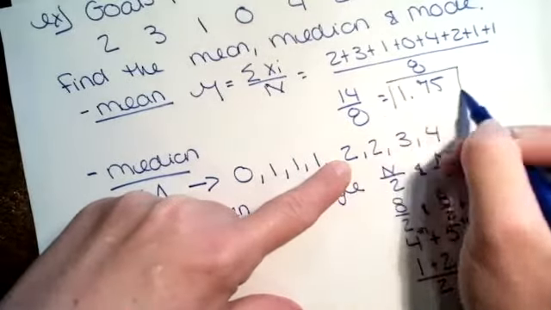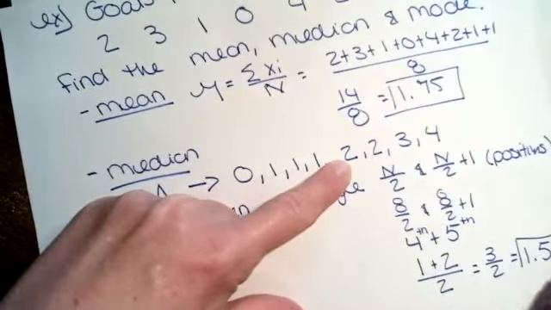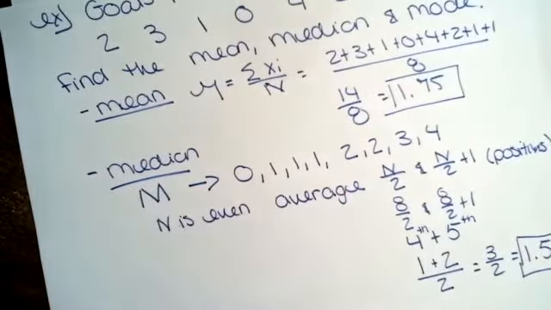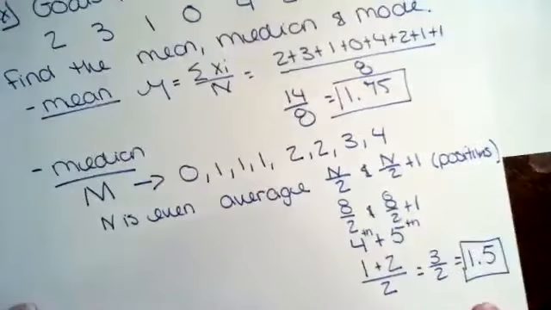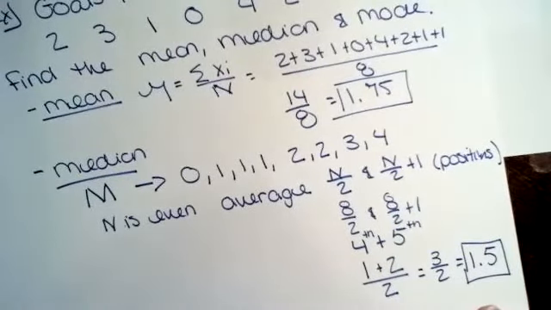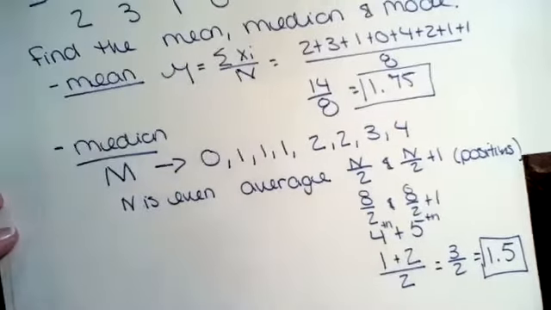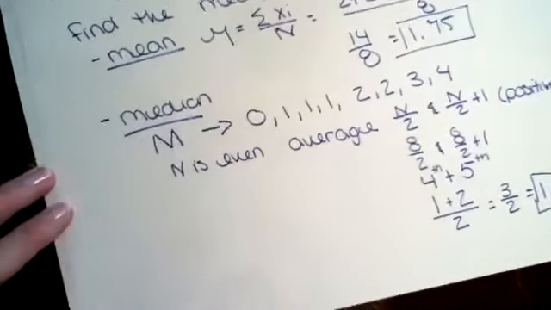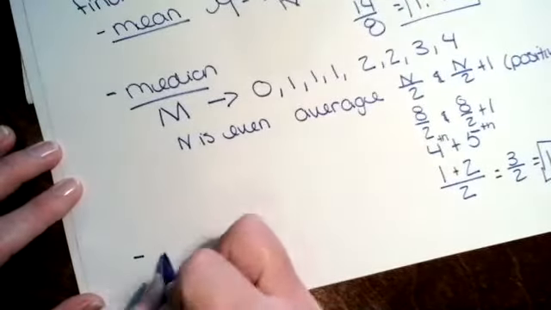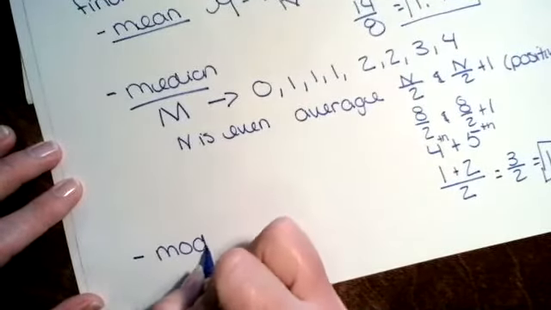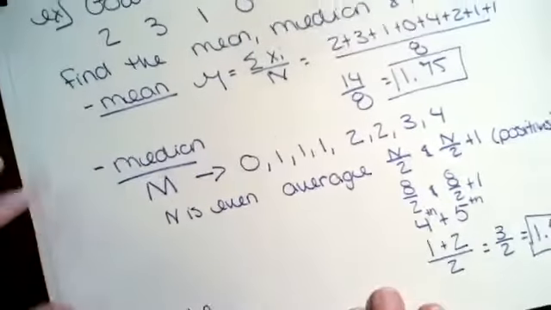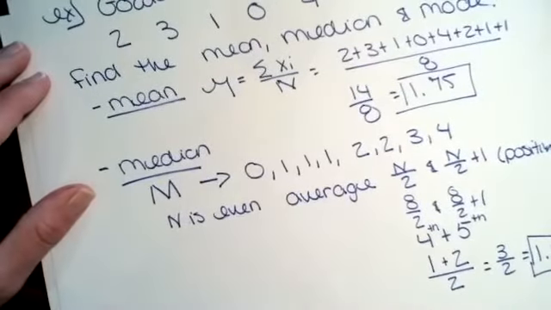So up here for the mean, I got 1.75. For the median, I got 1.5. And they should be normally pretty similar if it's a symmetric distribution. Okay. All right, and I'm going to squeeze the mode in here because it's a simple one. There's not much going on with that. So for the mode, again, it's just whichever one occurs the most.